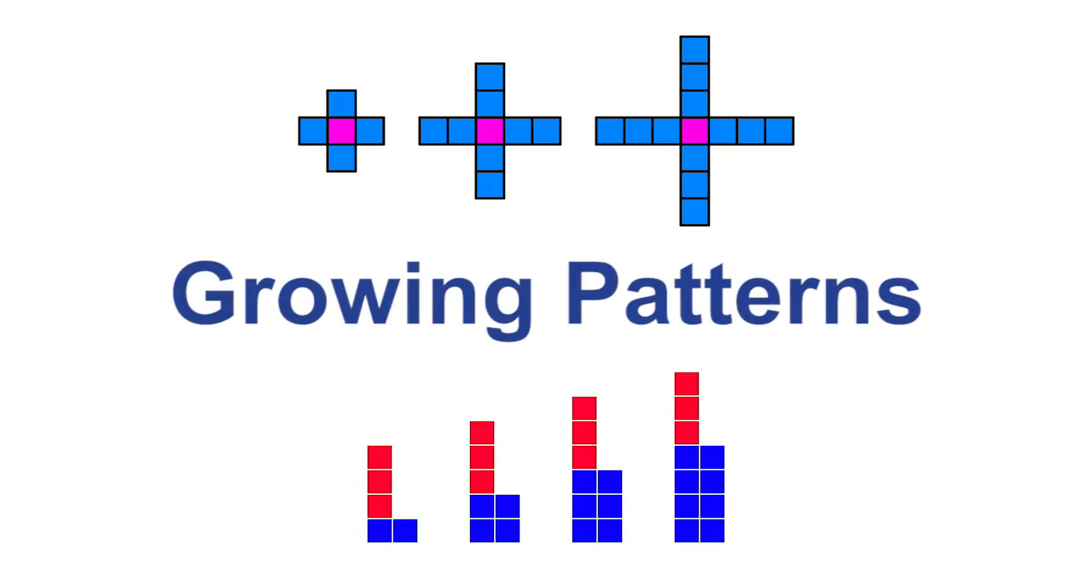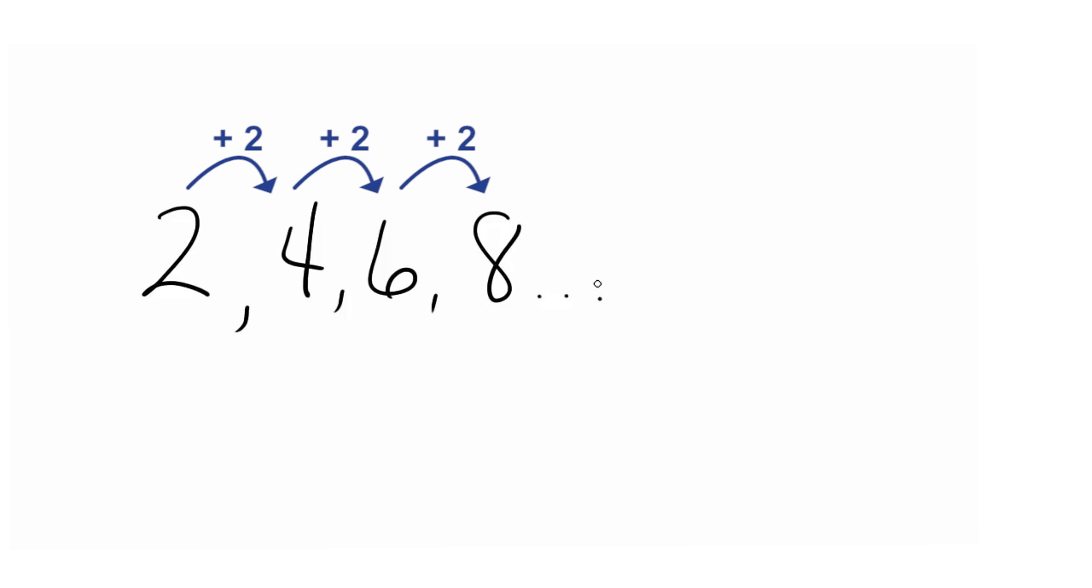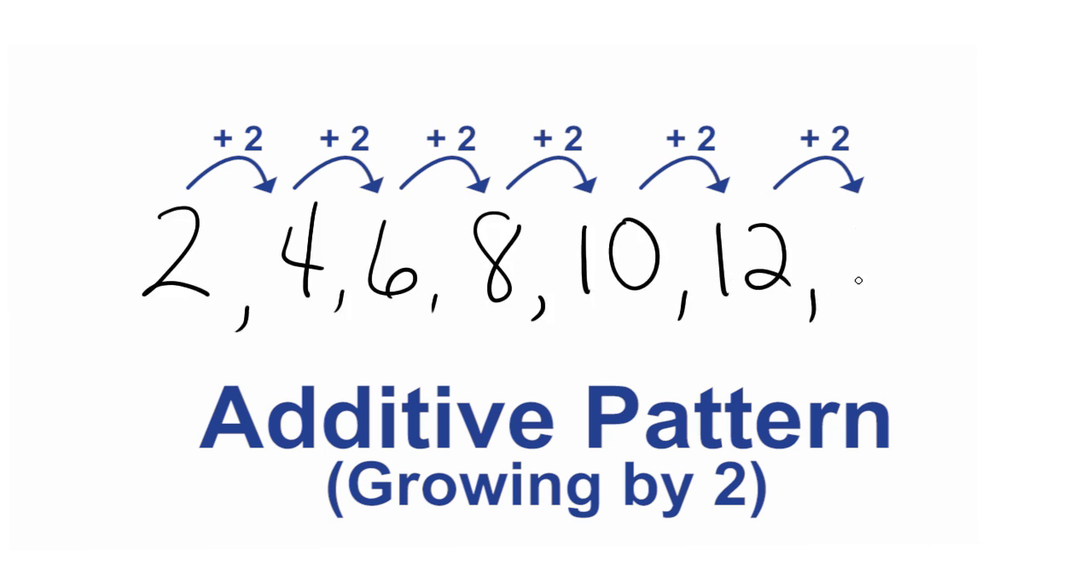This lesson is about patterns that grow. The following numbers show a growing pattern of adding 2: 2, 4, 6, 8, and so on. We can identify that it is growing by 2s, or each term is increasing by 2 more. This is an additive pattern that isn't growing quickly, but it is going at a steady pace. If we want to know what the next 3 terms are, we will keep adding 2 more and get 10, 12, 14.